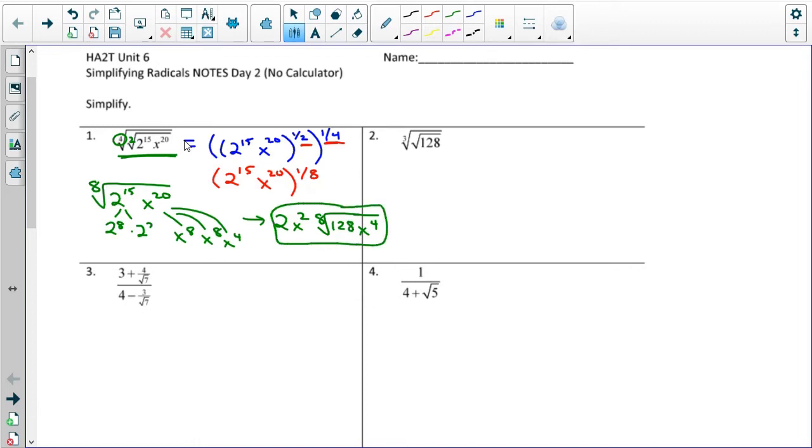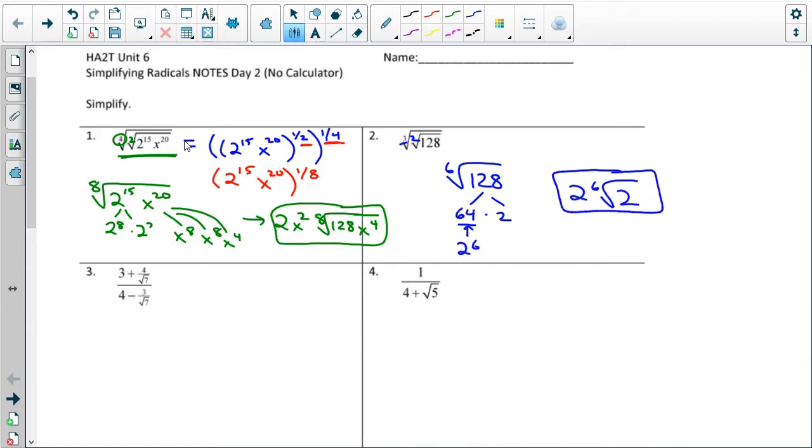Number 2. If I have a cube root and a square root, that ends up being a 6th root of 128. So 128 is really 64 times 2. 64 is 2 to the 6th. So I can pull a 2 out, and I have the 6th root of 2 as what's left over.